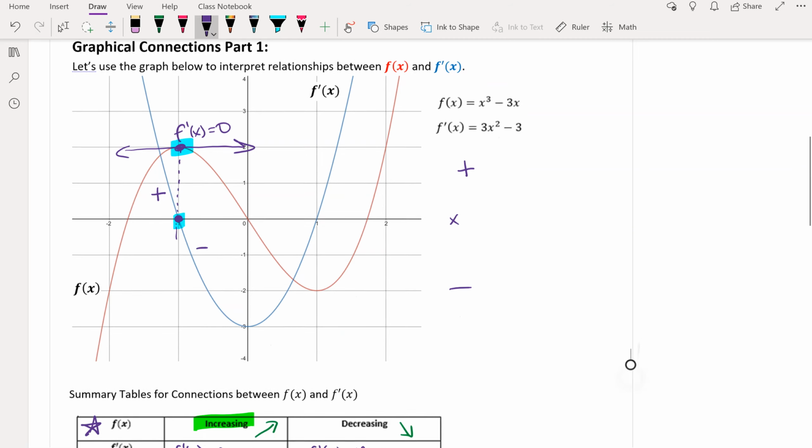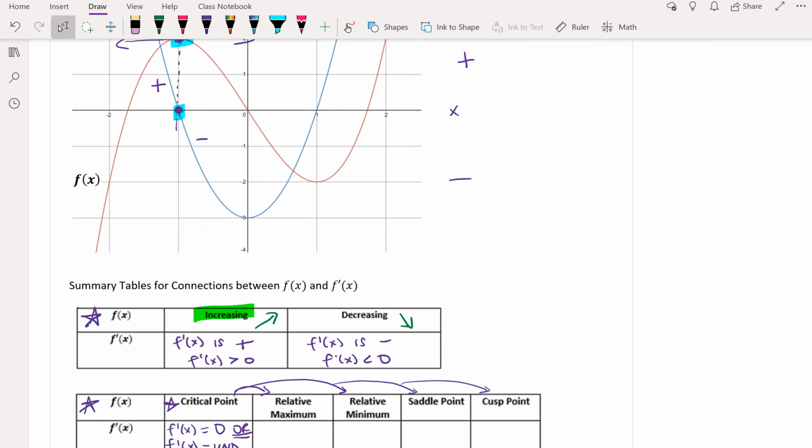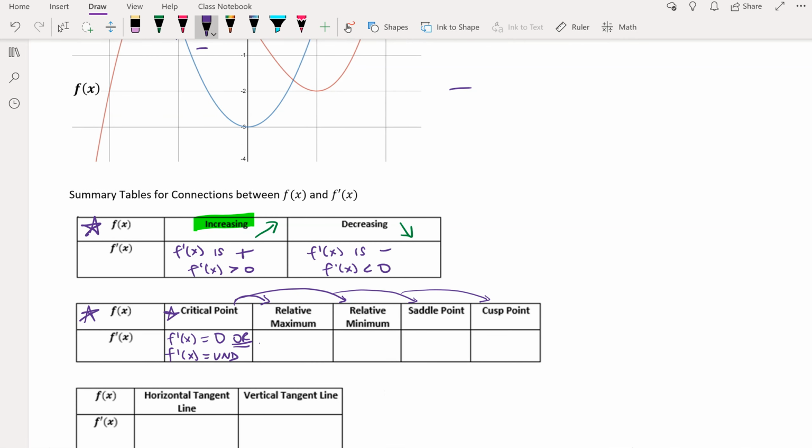So in our little box down here, we're going to write f prime of x goes positive to negative when f of x has a maximum. And let's write underneath that f prime of x, the derivative, equals 0. Those are both true.